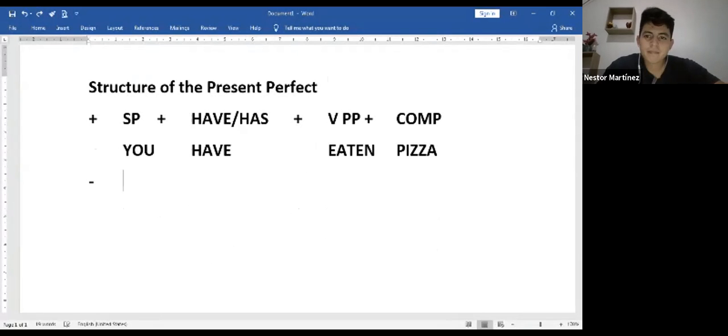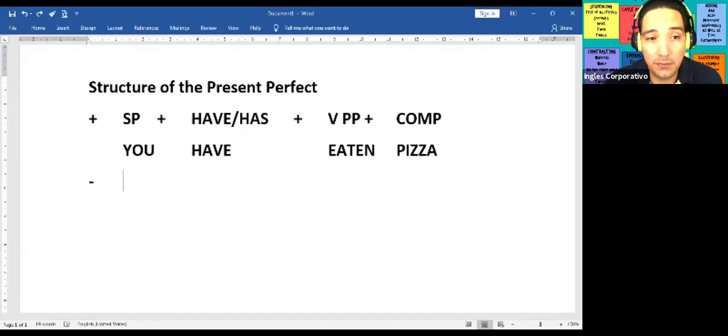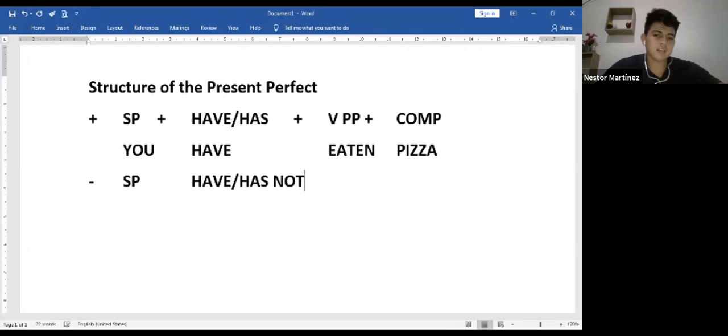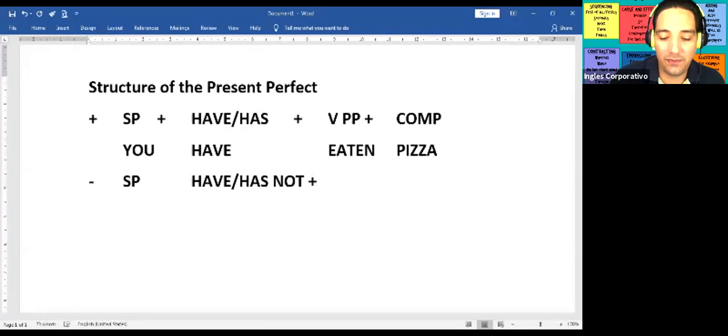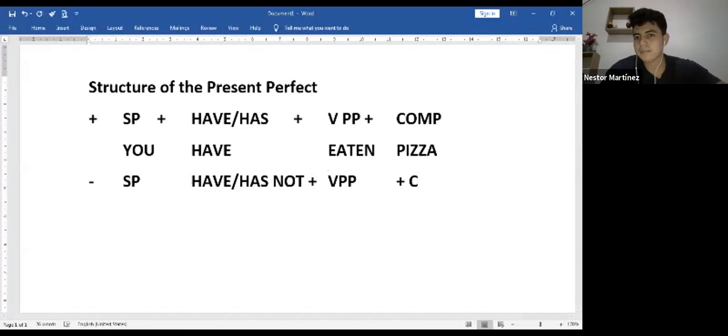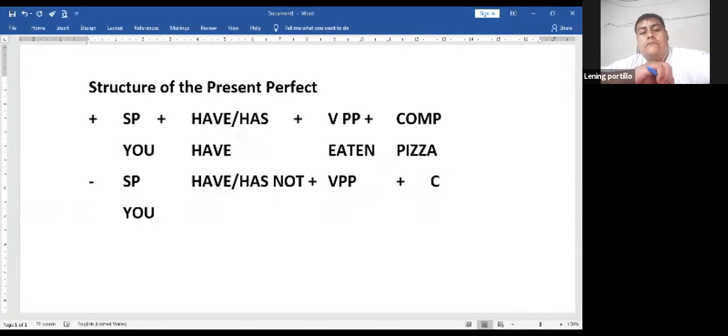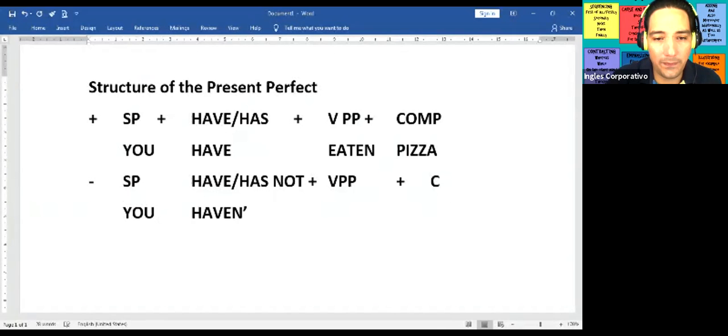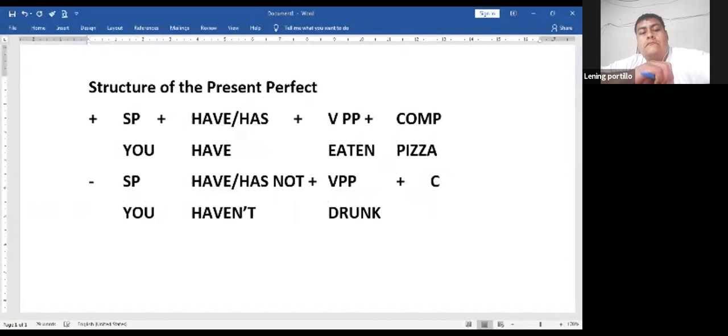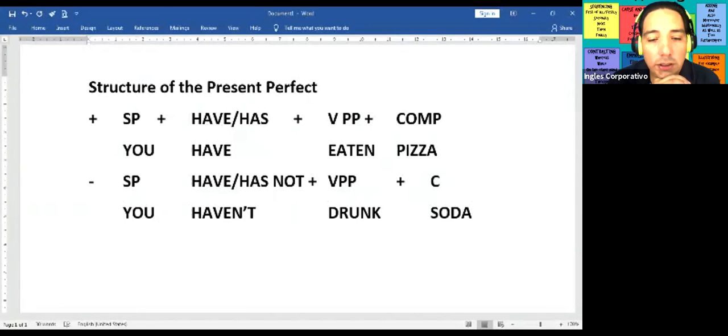Hey, so how do you make a negative statement? You haven't. Oh, so you need a subject pronoun, okay. You, and then have or has. You haven't drunk soda. Okay, again, the verb in past participle. Drunk soda. Drunk. You were right. Okay, so the example that Nestor is given says, you haven't drunk soda. Drunk. That's past participle. I mean, present perfect negative statement.